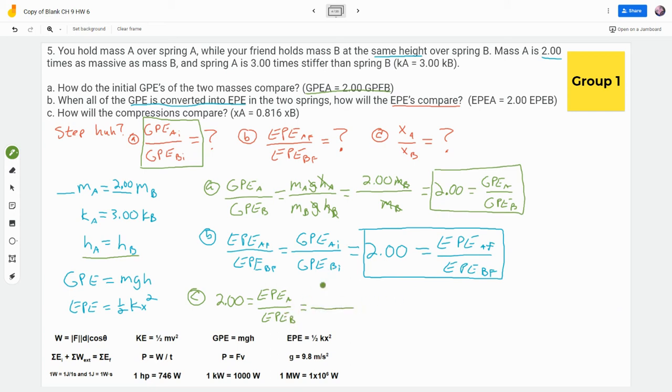Okay. So make the top thing equal to the top thing. EPE of A is 1/2 K sub A, X sub A squared. At the bottom is 1/2 K sub B, X sub B squared. Okay, the halves cancel. And what is this equal to? Okay, well, remember, this is equal to 2. We actually know what this is equal to. That's going to come back and be important in a second.